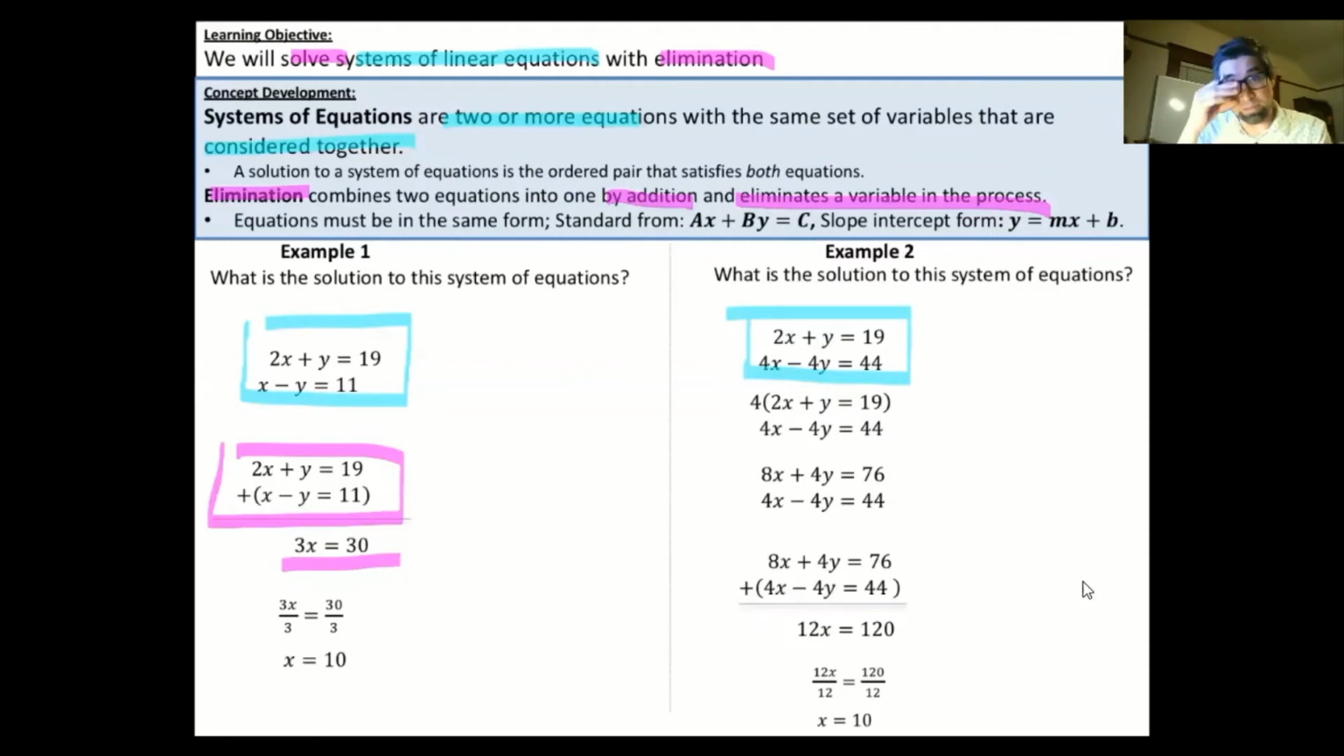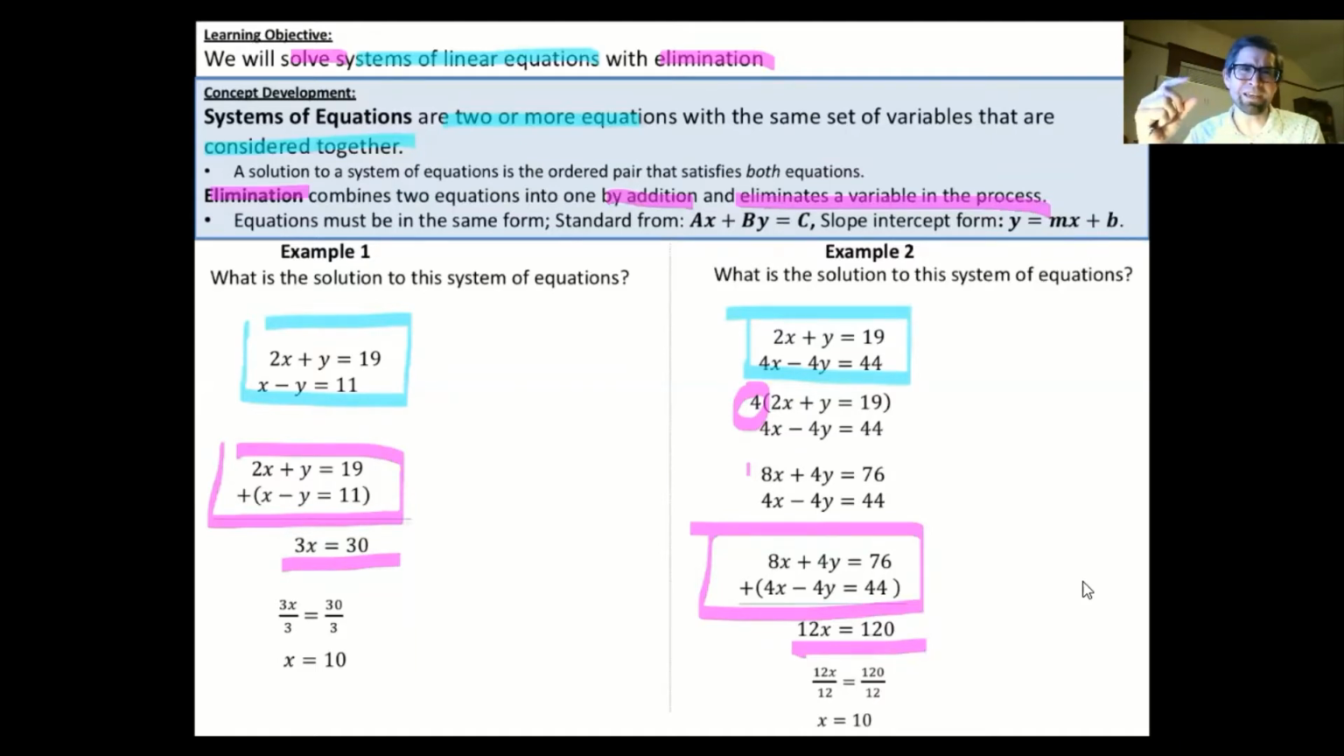Sometimes elimination takes some extra steps. In the second example, you can see that I had to multiply by a number. That allows me to add the equations together and get the same result. By multiplying by that value, 4, I was then able to add the equations together, eliminate that variable, and I'm left with just x. So that's the idea of elimination: take a system of equations with two equations, add them together or subtract, and be left with only one variable. All right, let's look at the skill.